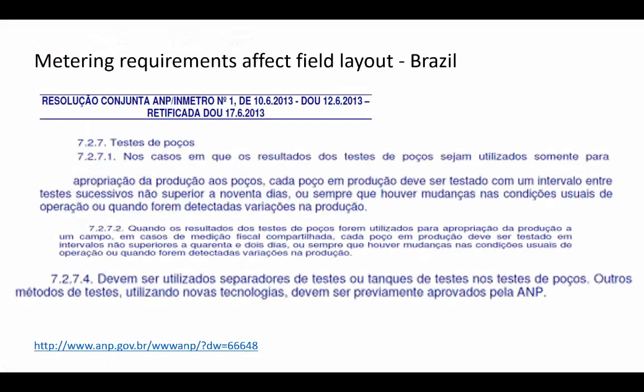The next thing is just a comment that metering, the need for testing, can have a big impact on the layout of the field. For example, this is a case in Brazil. They have quite strict regulations for metering. This ANP is the National Agency for Hydrocarbons, similar to the Norwegian Petroleum Directorate that we have in Norway. And they have a section on testing of wells.